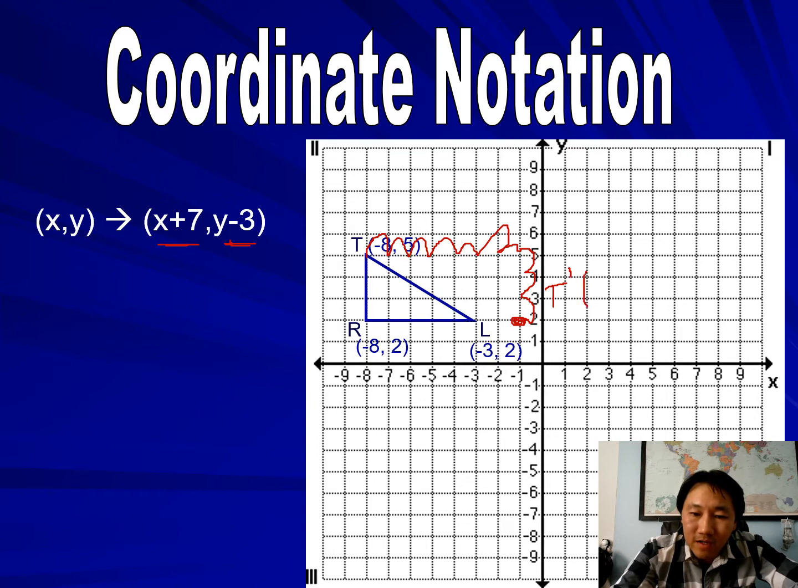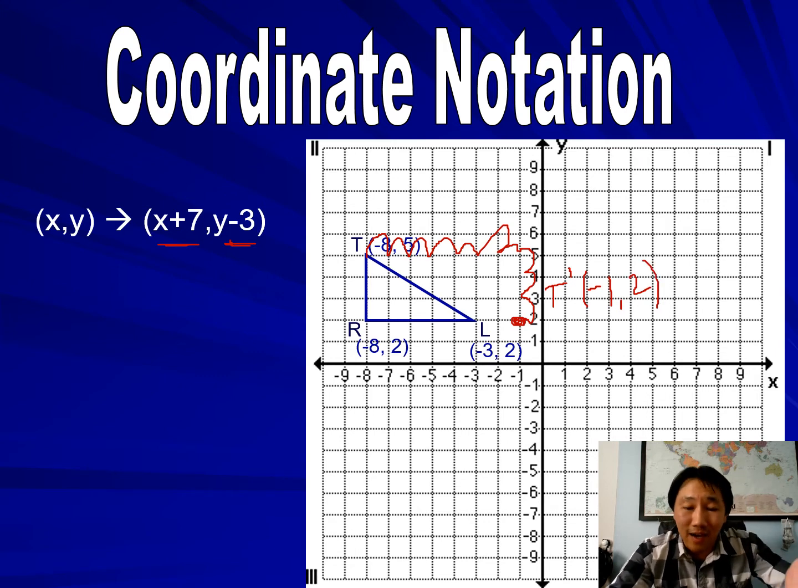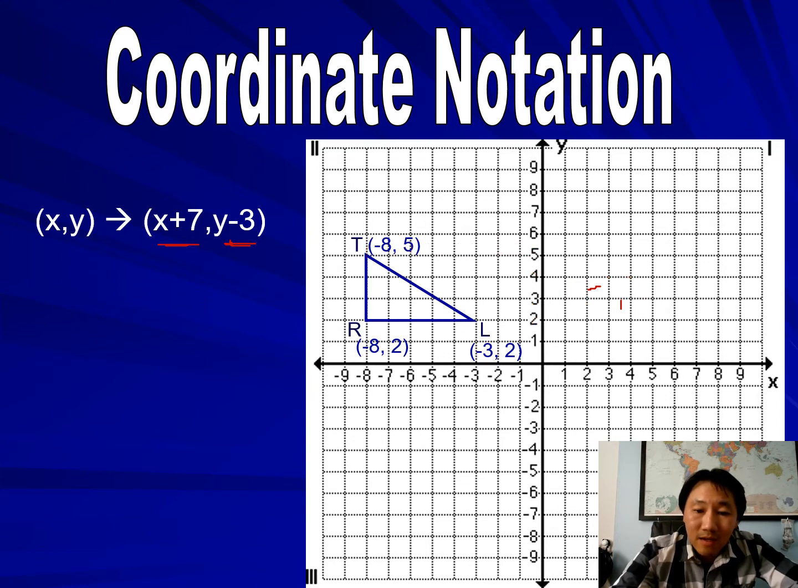at -1, 2. So that's one way, by counting. The other way is just using math. Well, counting is using math, but doing it mathematically, all you have to do is take our original point, -8 and 5, and apply these functions to it. Add 7, subtract 3. -8 plus 7 gives you -1, and 5 minus 3 gives you 2. And that gives us the same answer.